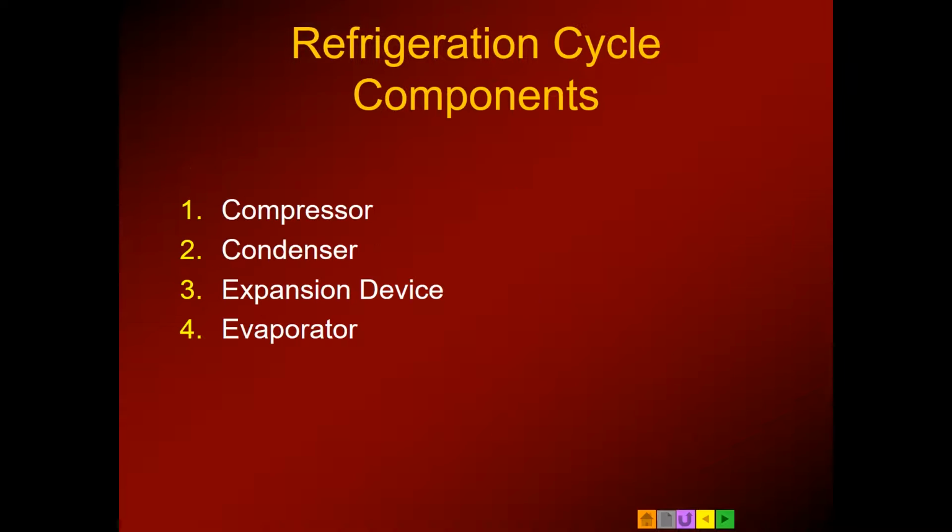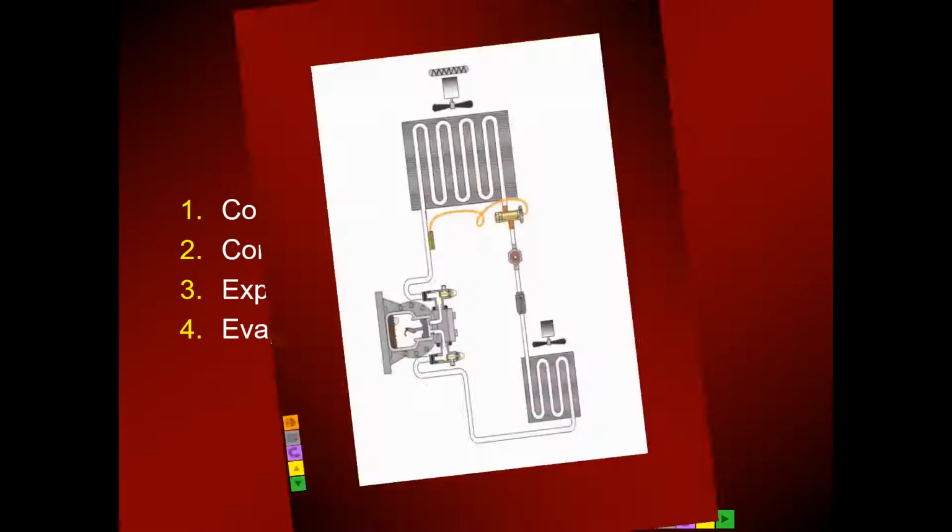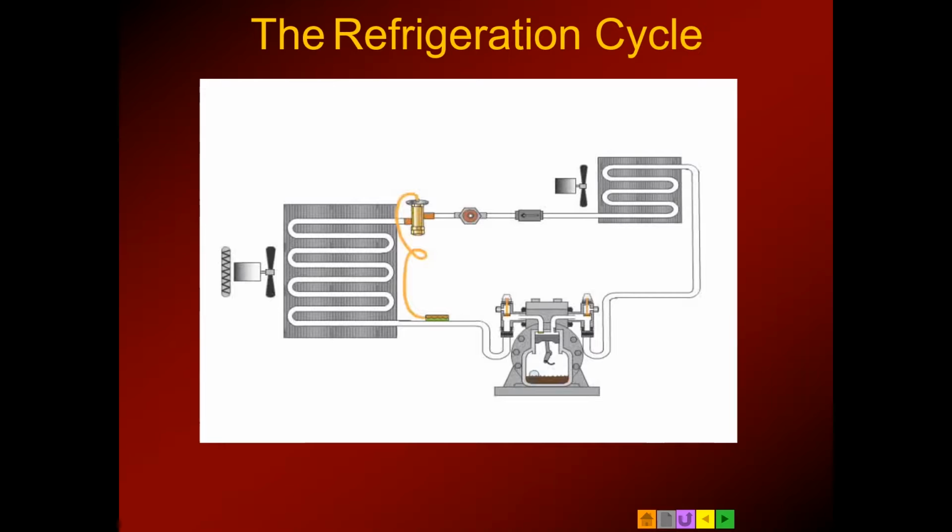A basic refrigeration process, whether it's the residential system in your house or the most sophisticated commercial system, will always have 4 components. You'll have your compressor, your condenser, your expansion device, and your evaporator. So here's a video of a refrigeration cycle, which I believe will be much easier to follow.